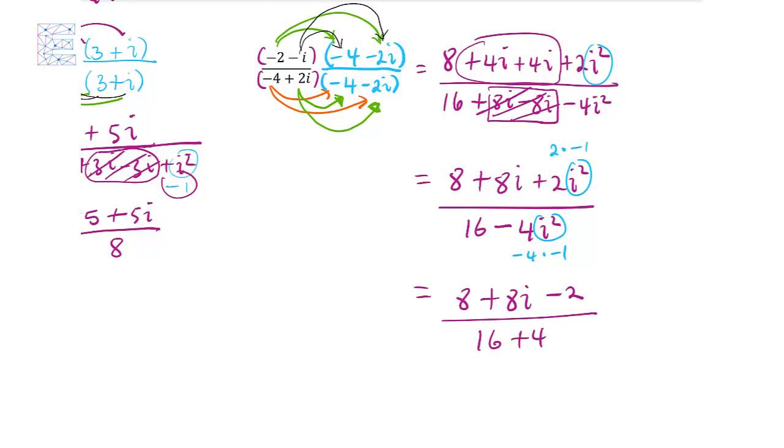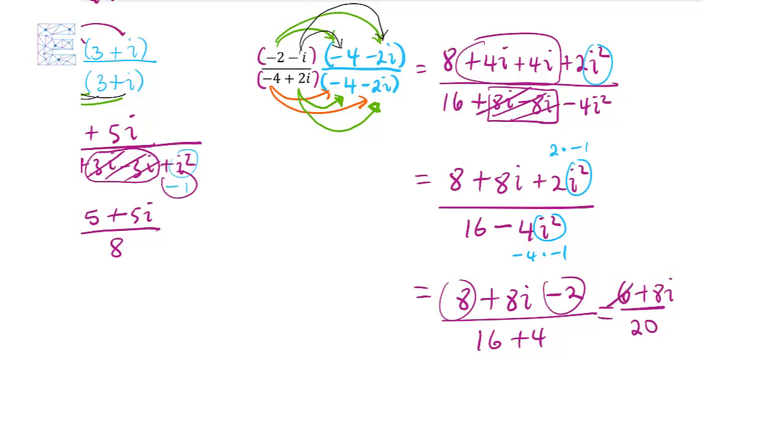16 plus 4, which simplifies further because the 8 and the minus 2 can be simplified. 8 minus 2 is 6 plus 8i over 16 plus 4, which is 20. However, we shouldn't be so quick to rule this as our final answer, because if you look closely, you'll find that the 6, the 8, and the 20 have a greatest common factor. There's a number that goes into all of them. That number is 2, which means we can reduce this by 2.